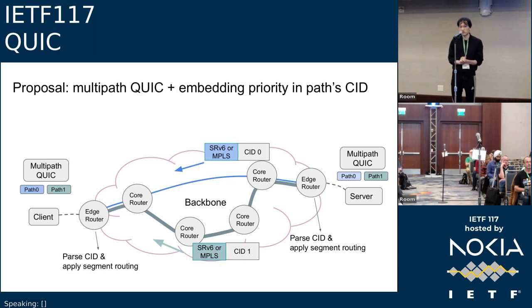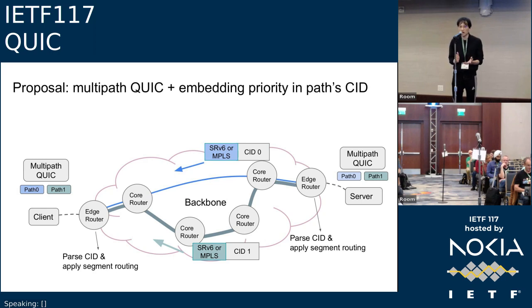To implement this, we really need our backbone network to understand the priority information, but QUIC is end-to-end encrypted. So it seems that the only option for us is to embed priority information in the path ID. The proposal here is to leverage multipath QUIC plus embedding priority information in the path connection ID, because right now in multipath QUIC, different paths have a different CID. So it naturally provides the opportunity for us to embed this information.